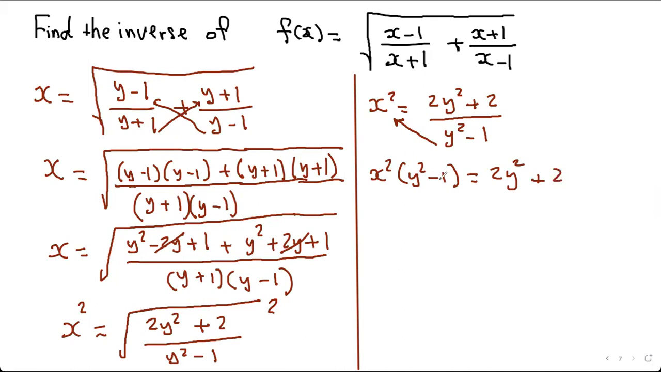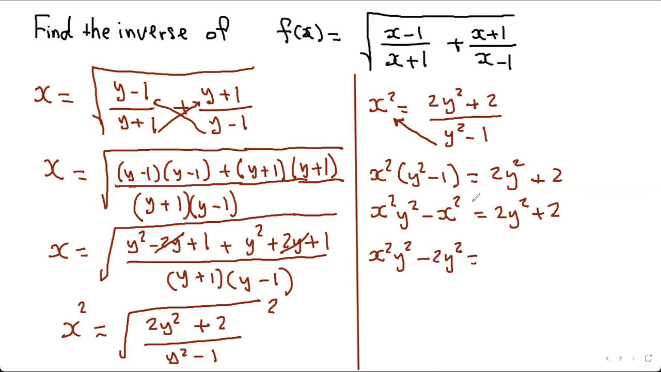Now I'm going to distribute the x squared into the bracket. So I'm going to get x squared y squared minus x squared equals 2y squared plus 2. I'm going to bring everything that has a y to one side, and anything that doesn't have a y to the other side. So the x squared y squared will stay right here. I'm bringing the 2y squared to the left side of the equal sign, so it becomes minus 2y squared. And I'm moving the negative x squared to this side, so it becomes x squared. And we still have the plus 2.